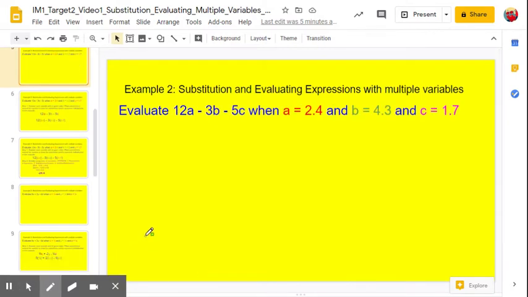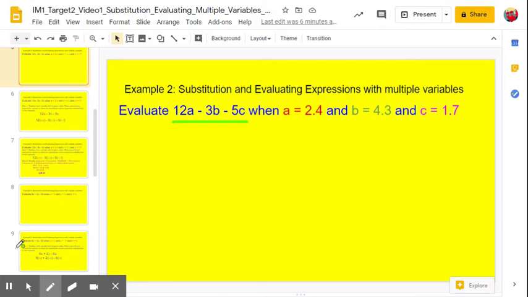Example 2, evaluate 12a minus 3b minus 5c when a equals 2.4, b equals 4.3, c equals 1.7. So again, our expression is this, 12a minus 3b minus 5c. Remember, algebraic expressions, there's no equal sign. And this time I mixed it up for you. I threw in an ABC. Remember, we can use any letters in the alphabet to be our variables. We just know the most common is X, Y, and Z. But by all means, we can use A, B, C, D, E, F, and so on.